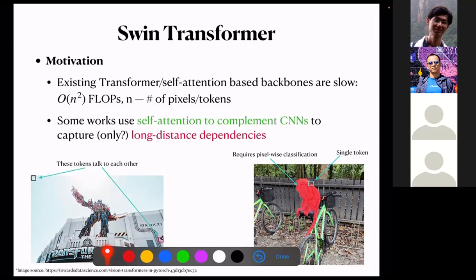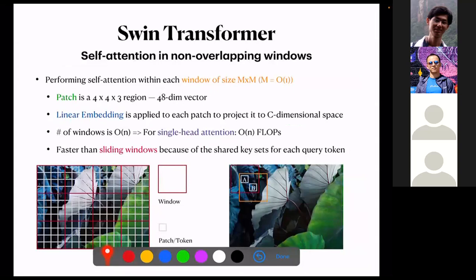The first thing they offered is local self-attention in non-overlapping windows. What they do is divide the image into small patches of 4x4 pixel regions. This would be a 48-dimensional vector usually, because we have three channels. And they apply a linear embedding to project every patch into C-dimensional space. C is usually called the capacity of the network. We'll talk about it later, but every patch is projected into C-dimensional space. Now it's a C-dimensional vector.